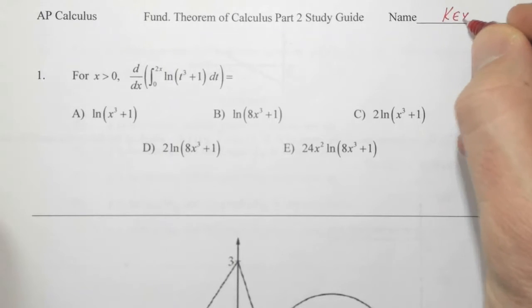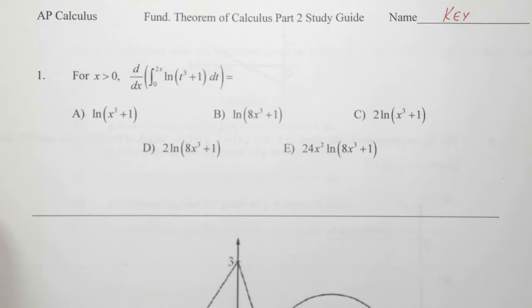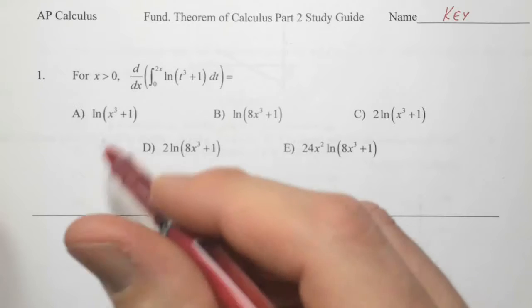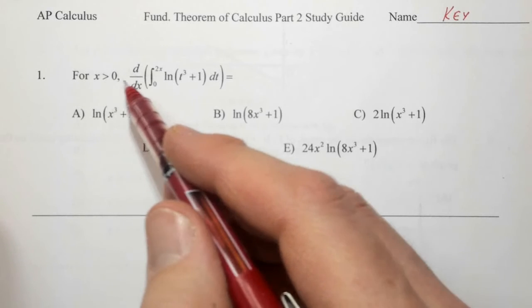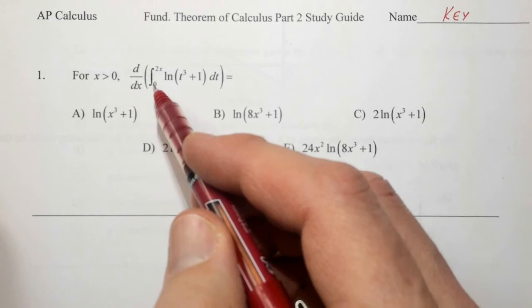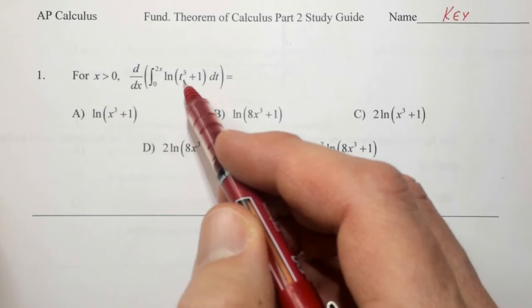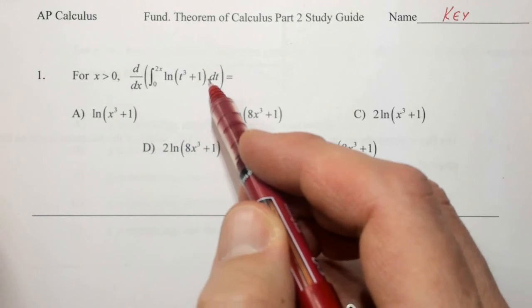Here's our key for the Fundamental Theorem of Calculus Part 2 study guide. With problem number 1, we're told that x is positive, and we're asked to find the derivative of the integral from 0 to 2x of natural log of t cubed plus 1 dt.